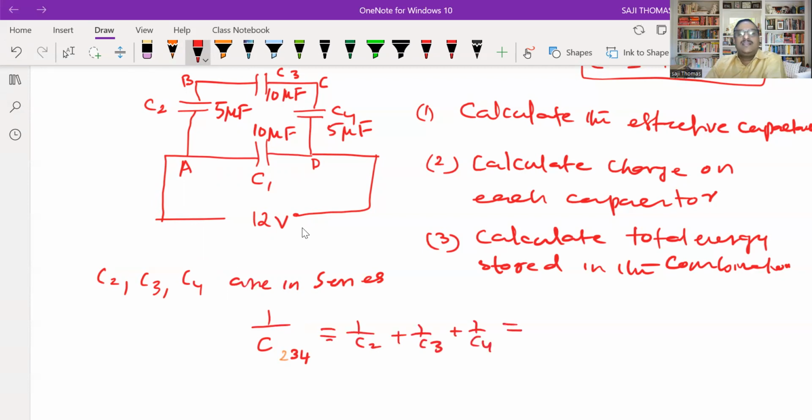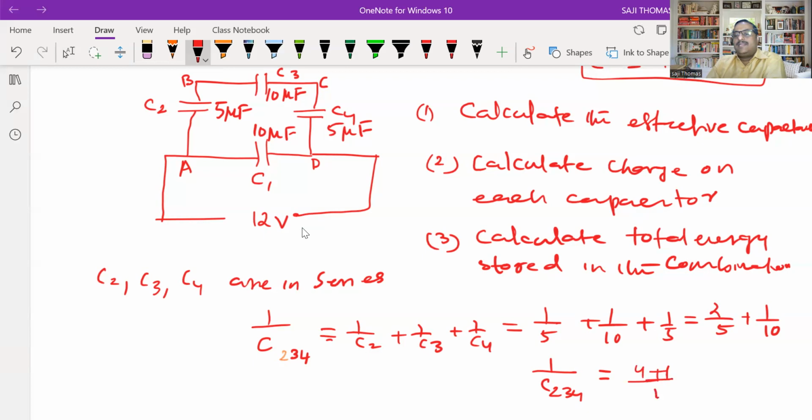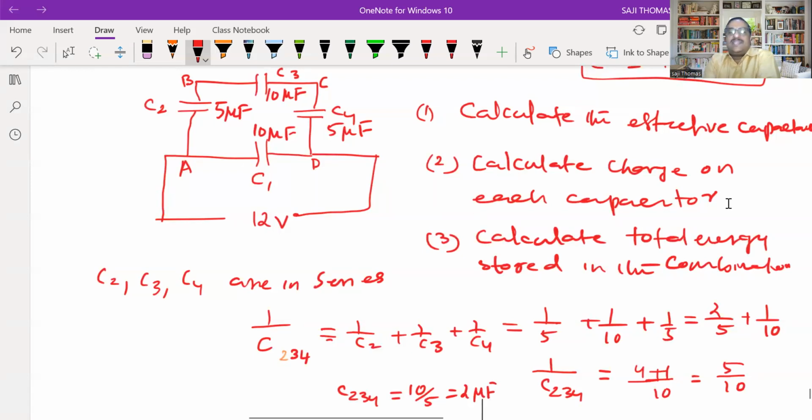Put the values: 1 by 5 plus 1 by 10 plus 1 by 5. This is 2 by 5 plus 1 by 10. 1 by C2,3,4 is 4 by 10 plus 1 by 10. So 5 by 10. So what is C2,3,4? 10 by 5, which is equal to 2 microfarad. So we found the effective capacitance of C2, 3, 4.